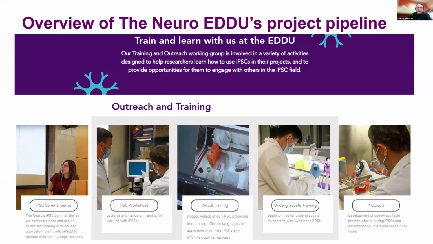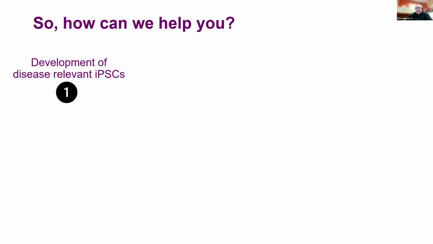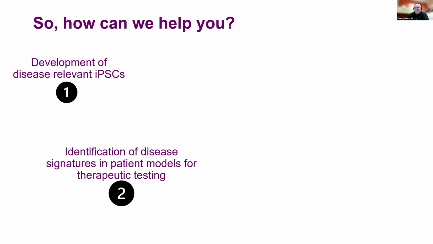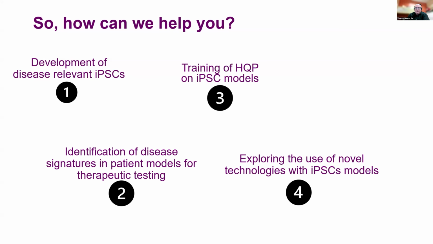And so this gives you an idea of some of the stuff we do. There are many ways we can help you. This is just an overview of some of it. We can help you develop your own iPSCs, help with disease modeling in a dish, training if that's important to you, exploring how you can apply new technologies with these iPSC models, and then eventually maybe even testing a candidate therapeutic if you have something.